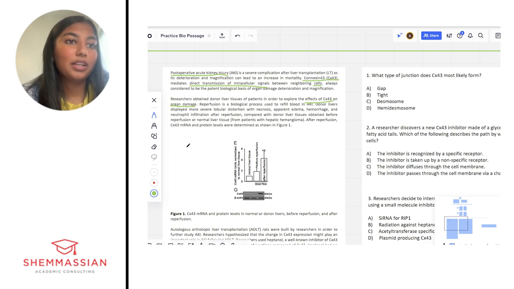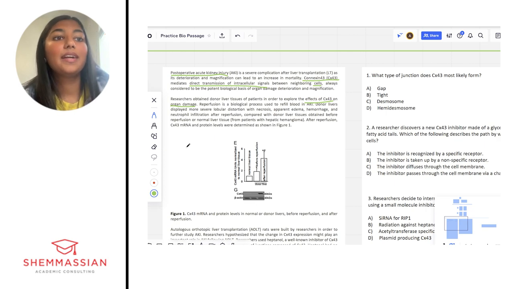Reperfusion is a biological process used to refill blood in AKI. Donor livers displayed more severe lobular distortion with necrosis, apparent edema, hemorrhage, and neutrophil infiltration after reperfusion compared with donor liver tissues obtained before reperfusion or normal liver tissue from patients with hepatic hemangioma.